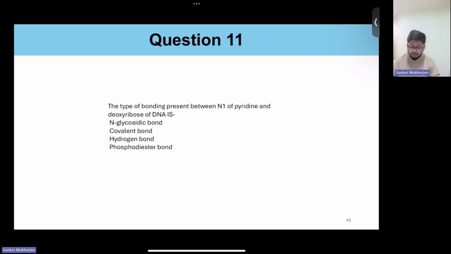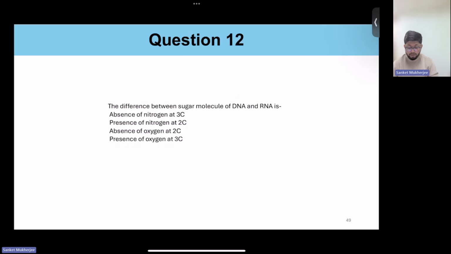The type of bonding present between N1 of pyrimidine, this would be, and deoxyribose of DNA is N-glycosidic bond, covalent bond, hydrogen bond, or phosphodiester bond. It would be N-glycosidic bond.